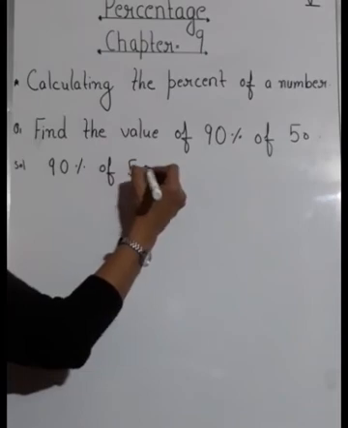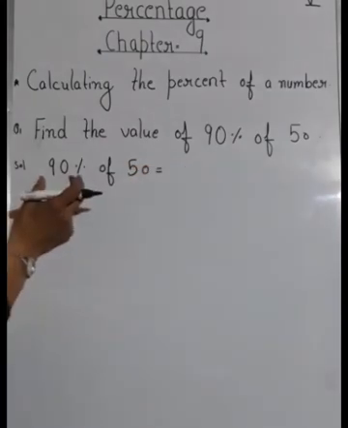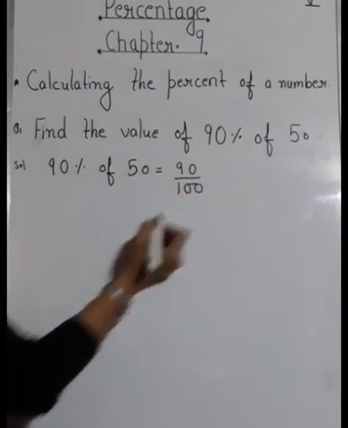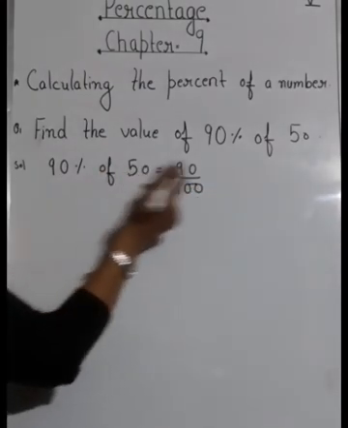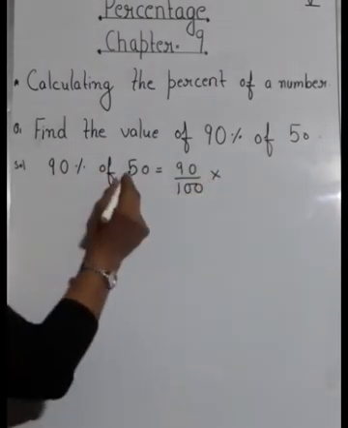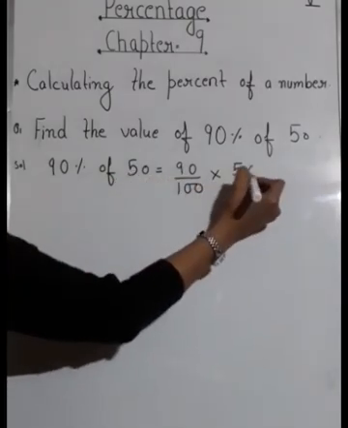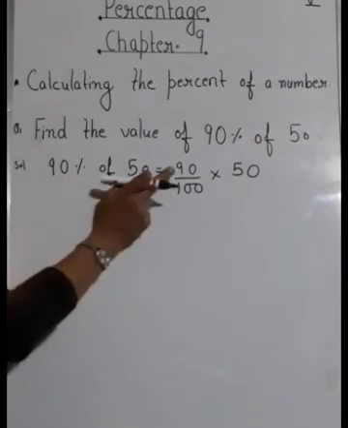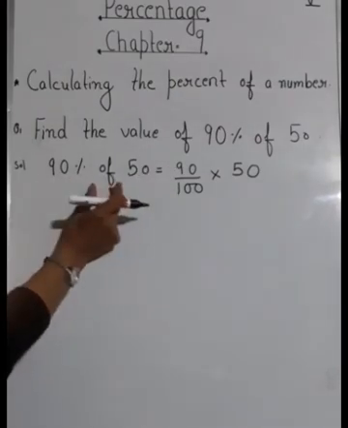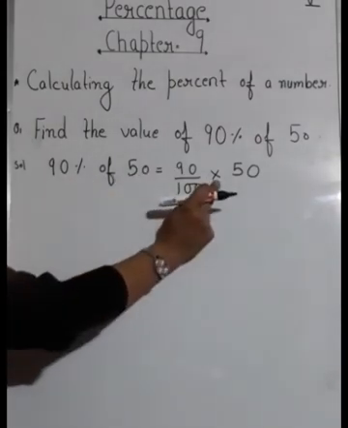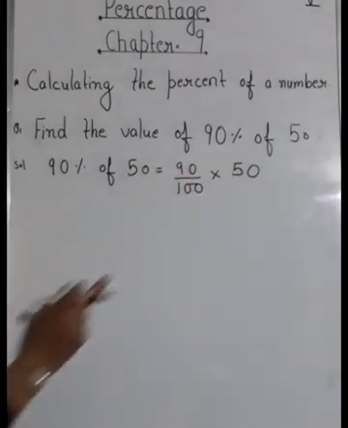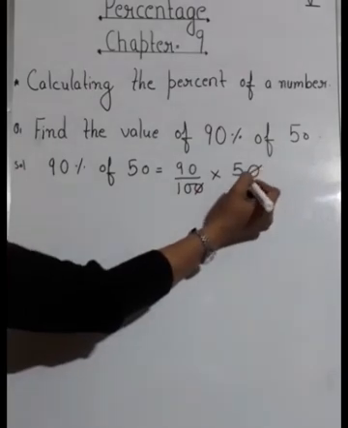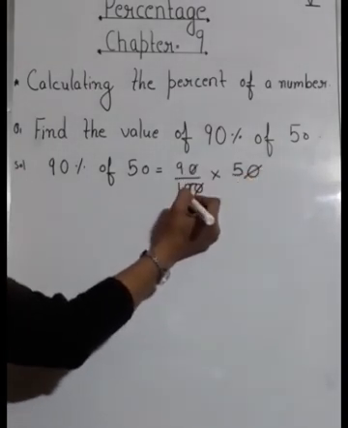of 50 is equal to, 90% means you can write it like 90 upon 100. Clear? Replace this of by multiplication and now you are having 50. You got this line? This is 90%. I have written 90% as 90 upon 100. This of is replaced by multiplication and 50 as it is. Now you can cut this. I am cutting this 0 from this 0 and this 0 from this 0.